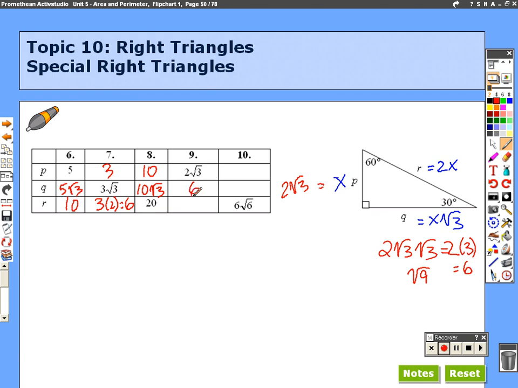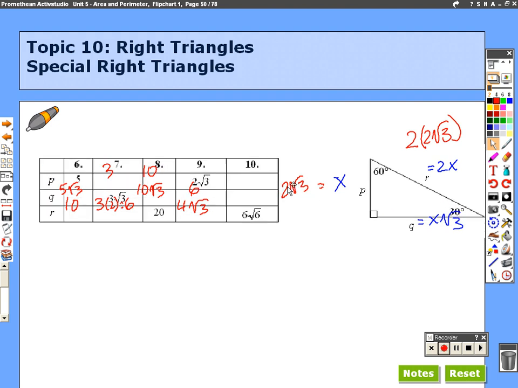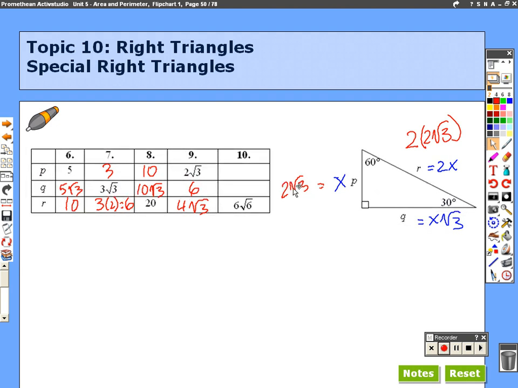All right, let's look at r. r is 2 times x. So 2 times 2 root 3. Numbers on the outside multiply, so 2 times 2 is 4. And nothing's changing that radical, it's still root 3. All right, last problem. Okay, last problem for p.